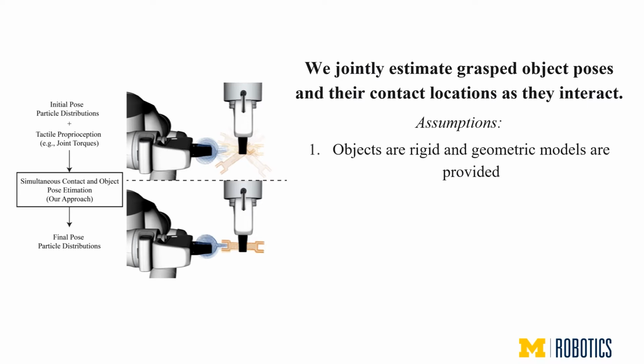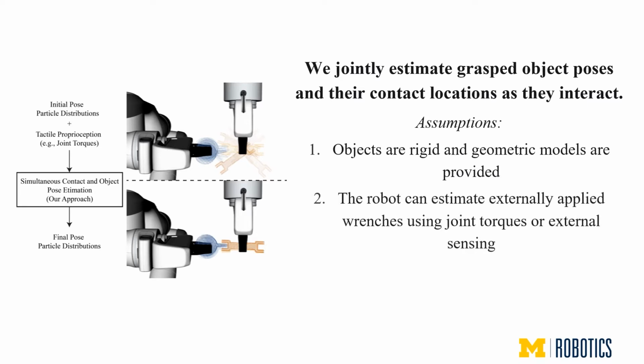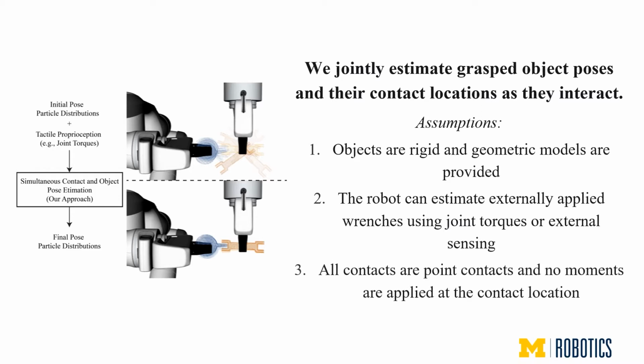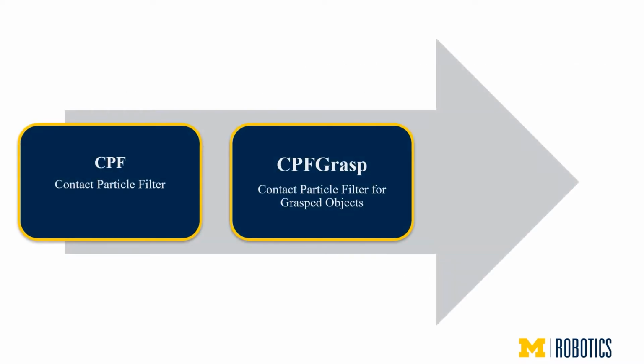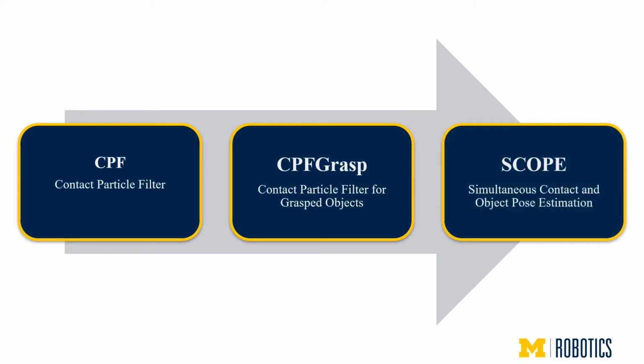are rigid and geometric models are provided, that the robot can estimate externally applied wrenches using joint torques or external sensing, and that all contacts are point contacts and no moments are applied at contact location. We build upon the contact particle filter to implement the contact particle filter for grasped objects, or CPF grasp. Then, we use CPF grasp to develop simultaneous contact and object pose estimation, or SCOPE.